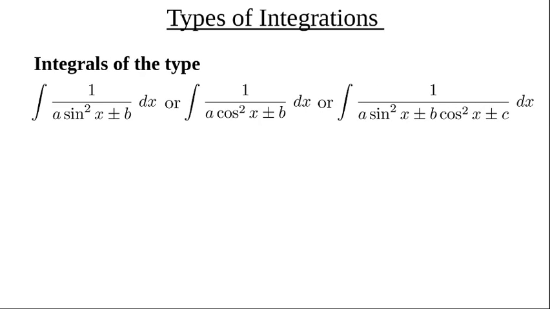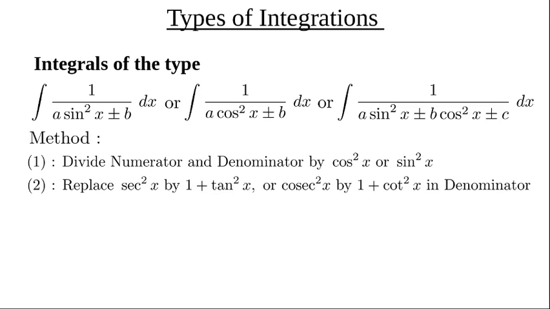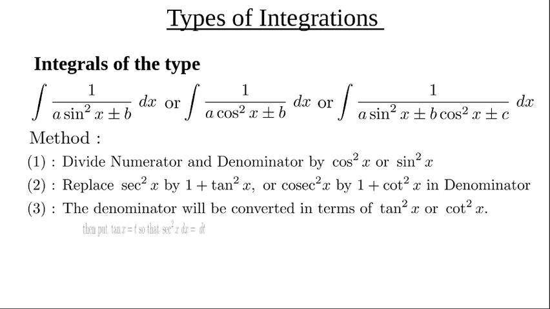Integrals of the type integration of 1 upon a sin square x plus or minus b, or integration of 1 upon a cos square x plus or minus b dx, or a combination of both sin square and cos square. In all these cases, the method says: divide the numerator and denominator by cos square x or by sin square x, and replace sec square x by 1 plus tan square x, or cosec square x by 1 plus cot square x, only in the denominator.